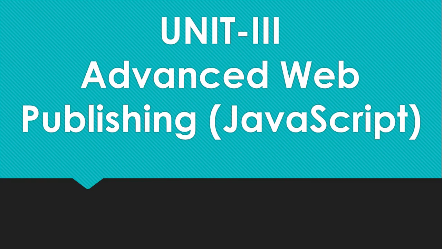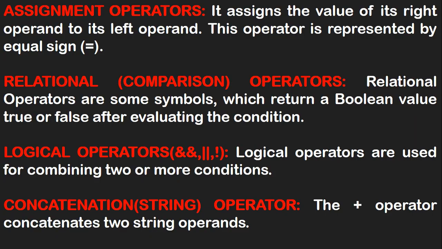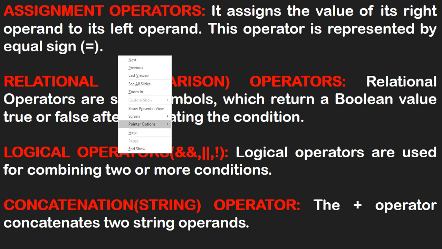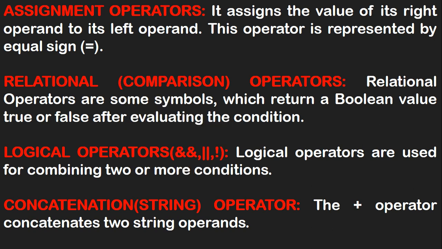In today's class we are going to discuss the operator, and the name of the operator is relational operator. As we know that we are doing JavaScript, and inside JavaScript we are discussing operators. So today we are going to discuss relational operator. Relational operators are symbols which return a boolean value.